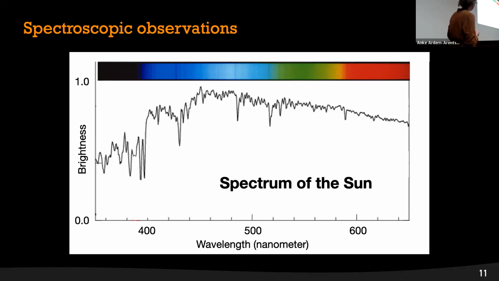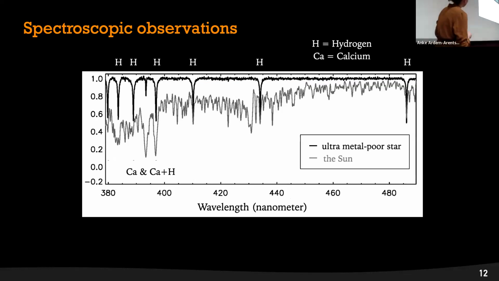So all of these wiggles that you see here, they all come from absorption from different elements. If you have a metal poor star, it looks a bit more like this black line. This is one of the most metal poor stars that we know of. So this is the sun again in gray. You see all of these lines, and in this metal poor star, you basically see only these big lines, which are hydrogen. Every star has hydrogen. And then here is a little bit of calcium, and that's the only thing you can see, at least in this part of the spectrum.